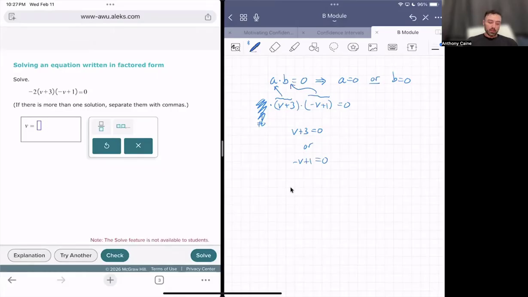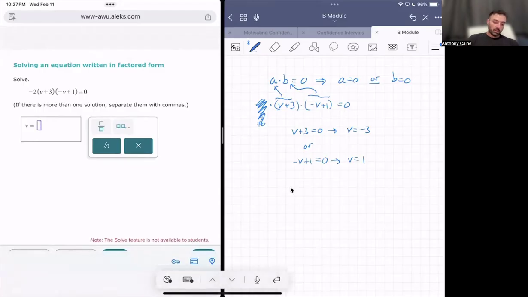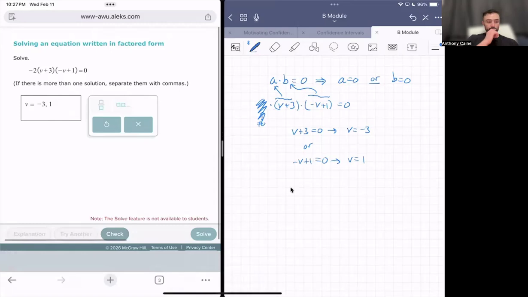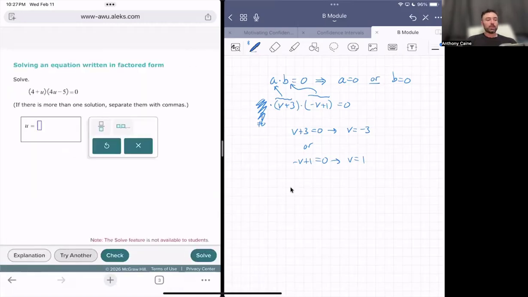Okay, so what does this mean? This would mean that v is -3. And what does this mean? This would mean that v is 1. So those are my two solutions. Either v is 1 or v is -3. So either, we'll just do -3 first, doesn't really matter, or 1. Check. There you go. We'll try another.